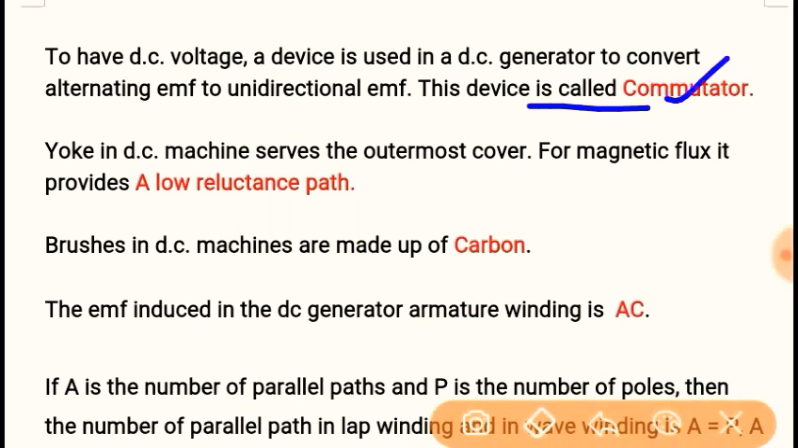The next one: the yoke in a DC machine serves as the outermost cover. For magnetic flux, it provides a low reluctance path. Brushes in DC machines are made of carbon. The EMF induced in the DC generator armature winding is AC.